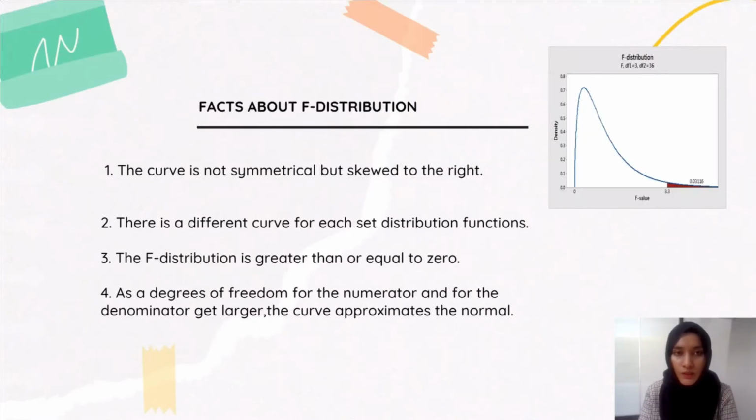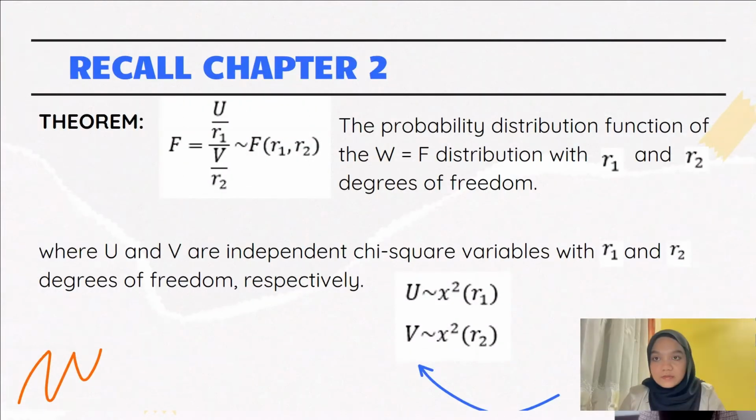Now let's look at the facts about the F distribution. First, the curve is not symmetrical but skewed to the right. Second, there is a different curve for each set of degrees of freedom. Third, the F distribution is greater than or equal to 0. Fourth and last, as the degrees of freedom for the numerator and the denominator get large, the curves approximate the normal.